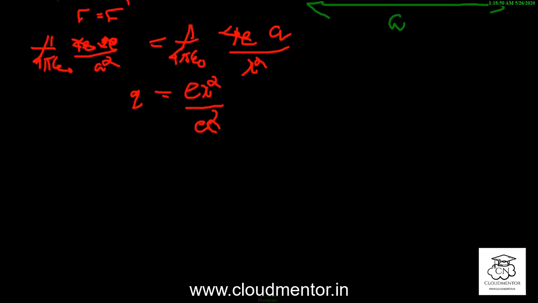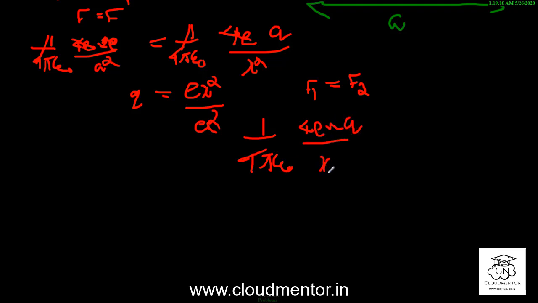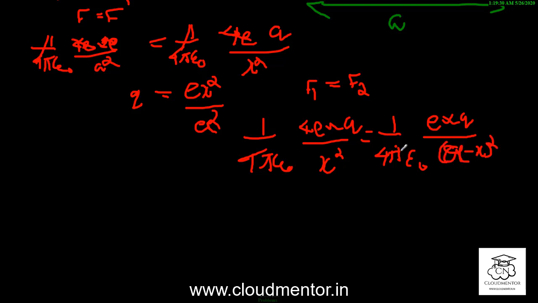So F1 must be equal to F2, right? So we can equate that and find the exact value of q. So that will be 1 by 4 pi epsilon 0 into 4e into q divided by x square, equal to 1 by 4 pi epsilon 0 into e into q divided by a minus x the whole square. This is a. Okay, a minus x square.